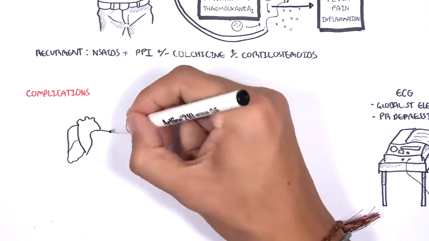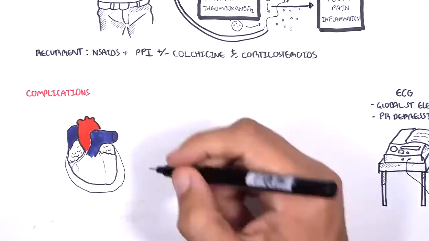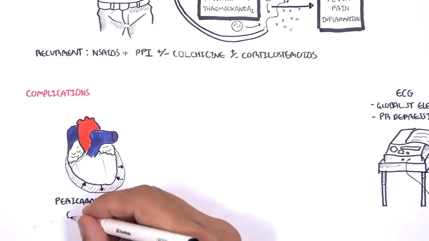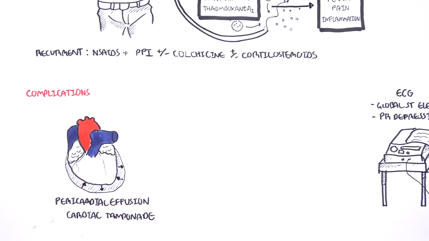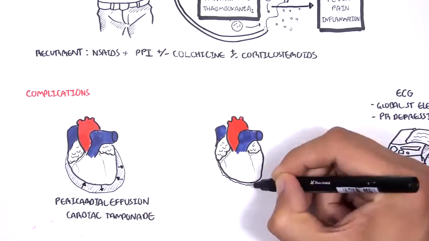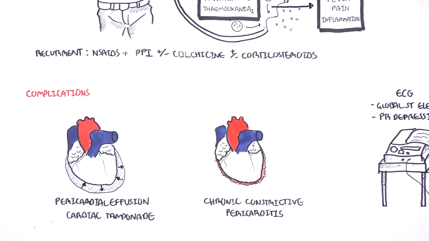Complications of pericarditis include pericardial effusion, which we mentioned earlier. Pericardial effusion can become cardiac tamponade once the fluid builds up and becomes so bad that it impairs the heart's contractility. Another complication can be chronic constrictive pericarditis.